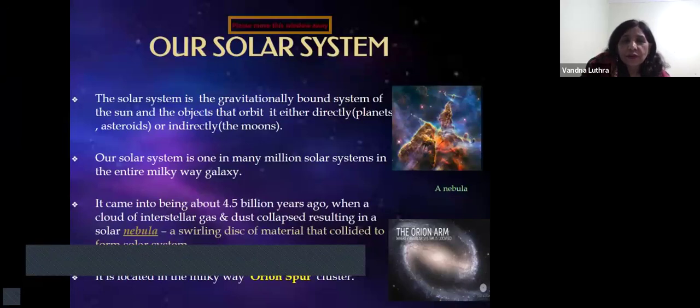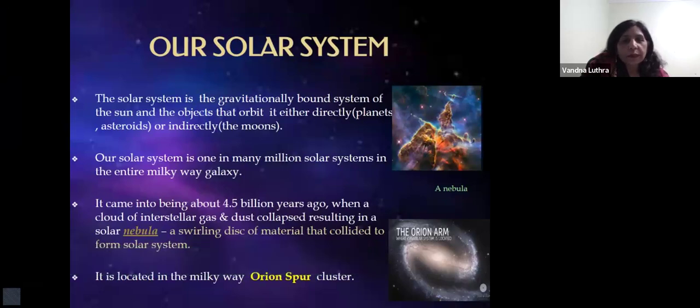So today, this topic is going to be on solar flare and its analysis using SunPy. And we will begin just with our solar system, which is a gravitationally bound system of the sun, and it has planets and asteroids and indirectly moons also. It is one of the many million solar systems in the entire Milky Way galaxy.